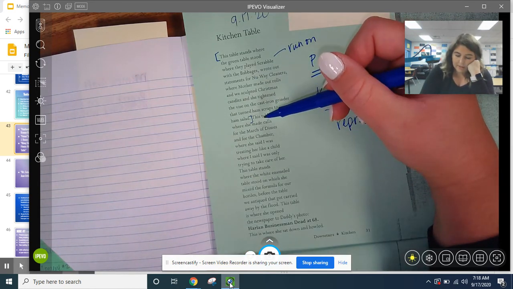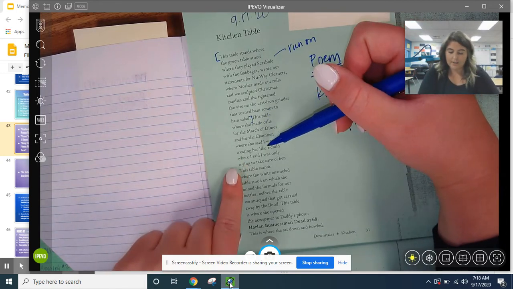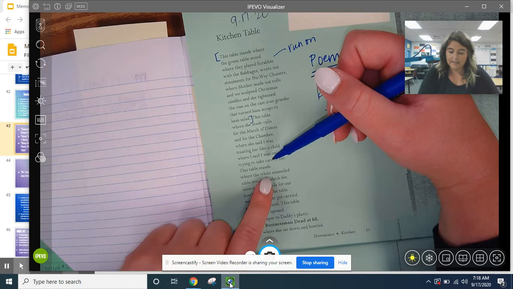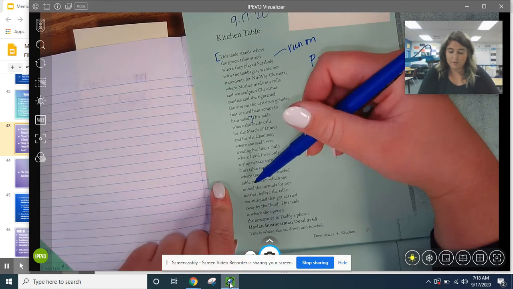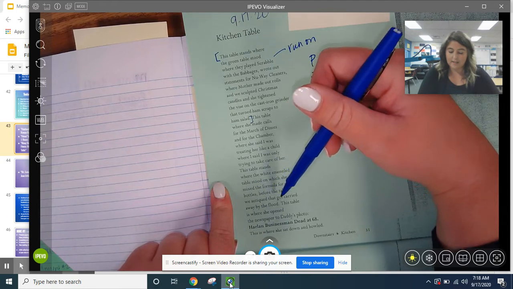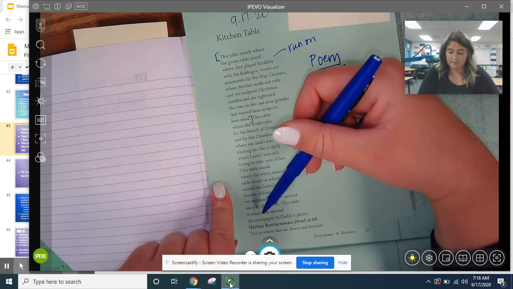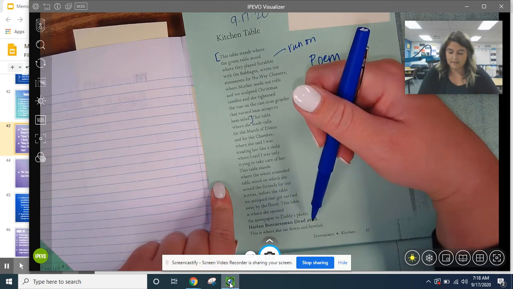"This table where she made calls for the March of Dimes and for the chamber, where she said I was treating her like a child, where I said I was only trying to take care of her. This table stands where the white enamel table stood on which she mixed the formula for our bottles. Before the table we antiqued that got carried away by the flood. This table is where she opened the newspaper to Daddy's photo. Harlan businessman, dead at 68."